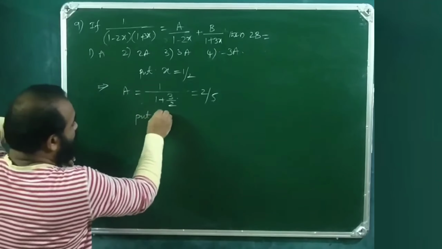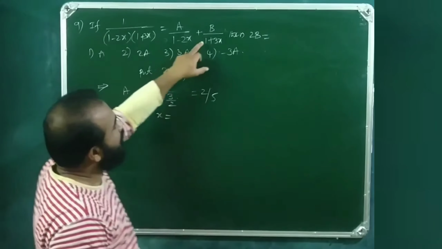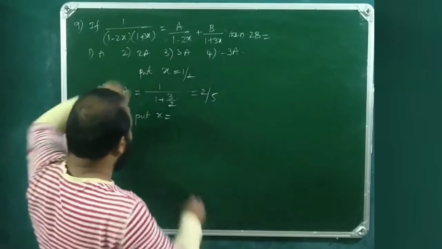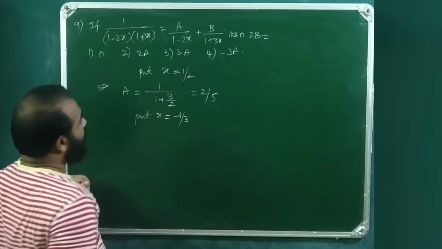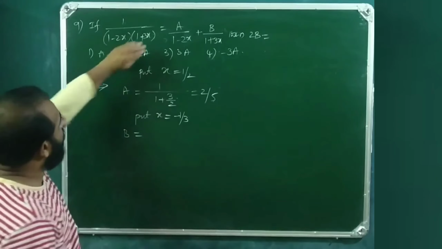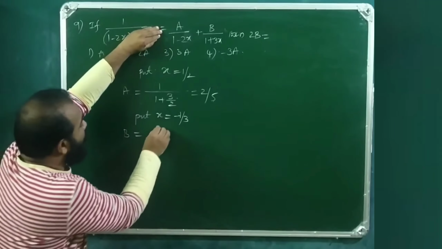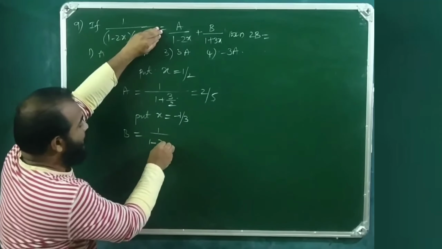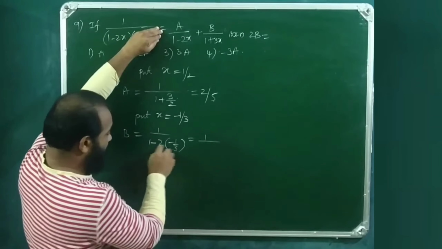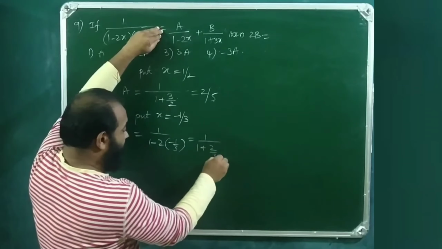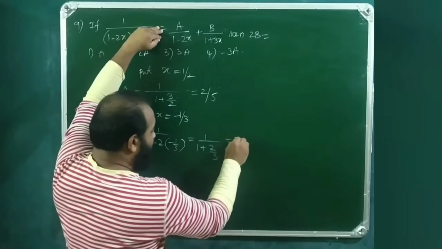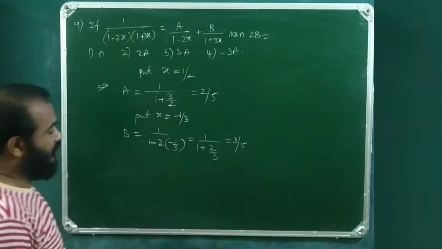Put x is equals to, 1 plus 3x equals to 0, 1 is equals to minus 3x, x equals to minus 1 by 3. So b is equals to, we have to cover this, 1 by 1 minus 2 into minus 1 by 3. So this is equals to 1 minus into minus plus 2 by 3. 3 1s are 3, 3 plus 2, 5. So 1 by 5 by 3 is 3 by 5.